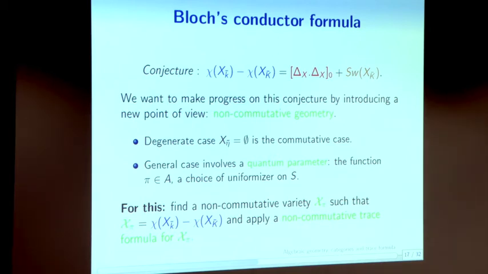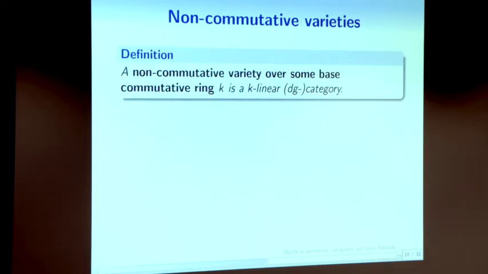I have to tell you what non-commutative varieties are. Then we have to find one satisfying this. And of course, I have to give a sense to what the Euler characteristic of such a non-commutative guy is. And then I have to tell you something about the trace formula. Okay, so let me spend some time discussing non-commutative schemes or non-commutative varieties.